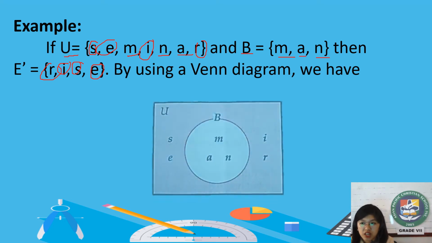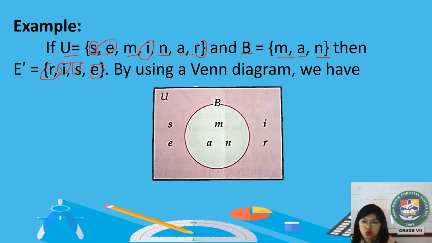And by using a Venn diagram, we have here the circle, or yung elements ng set B. We have M, A, and N. And for the universal set, we have S, E, I, R, or yung complement ng B.